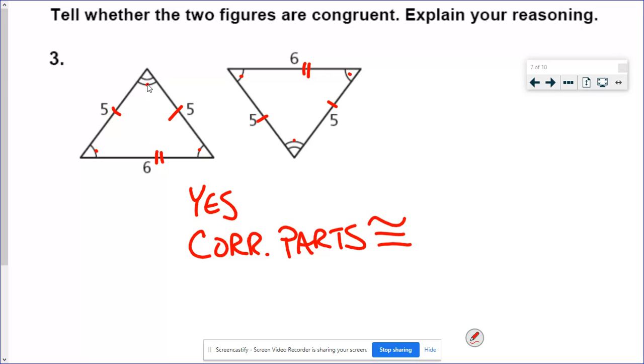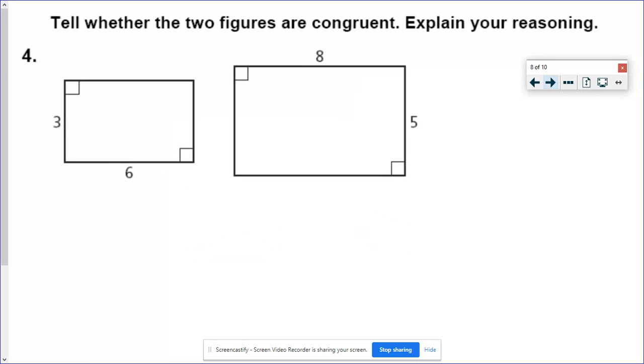We're going to use a lot of abbreviations in this chapter. We use CORR for corresponding. We're going to use a lot more in the next chapter. And we're going to use that congruent symbol as much as possible.